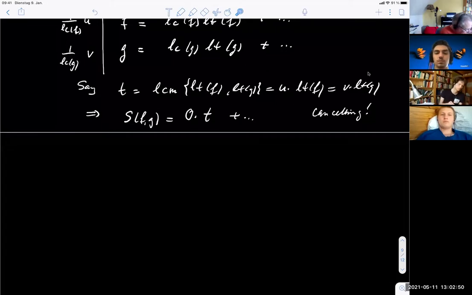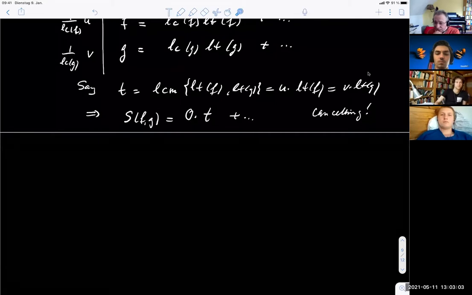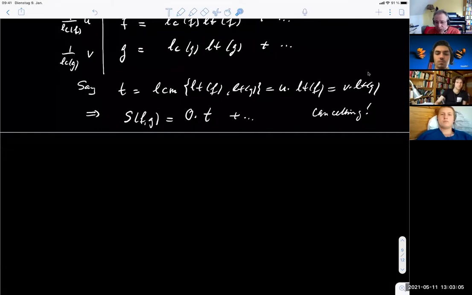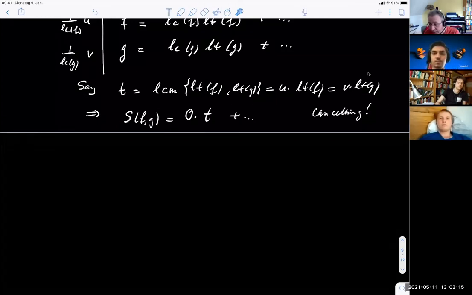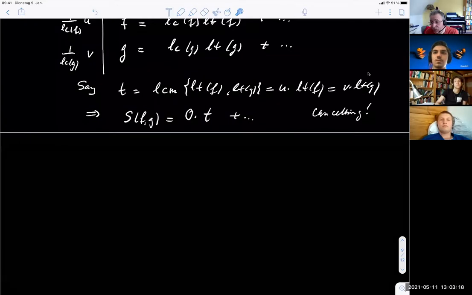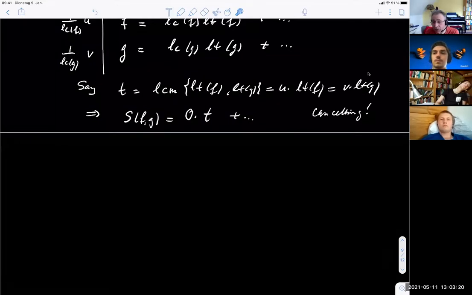Next thing, what I want to prove. Let's say I have G1 up to GS, and I want to test that this is a Gröbner basis. Then I will show the following. You look at all pairs, you pick any Gi and Gj, compute the S polynomial, and then you test whether they reduce to 0. And this you can do algorithmically.